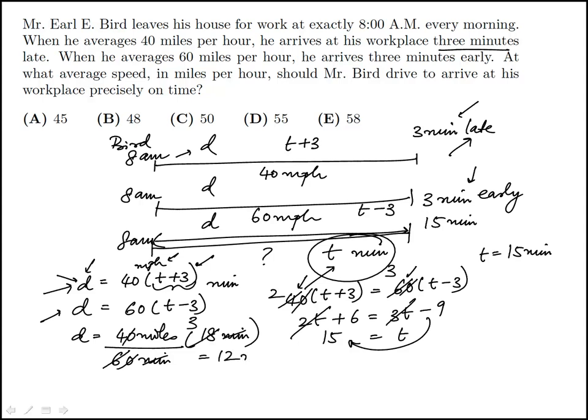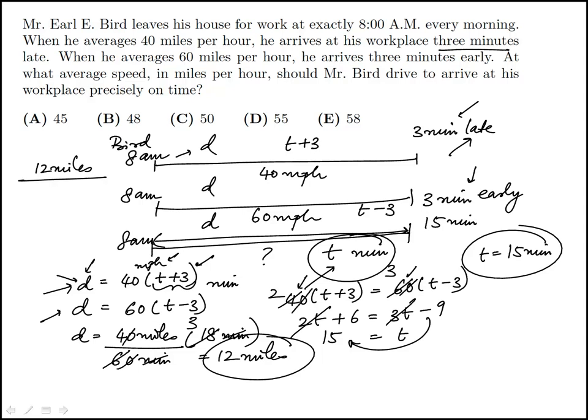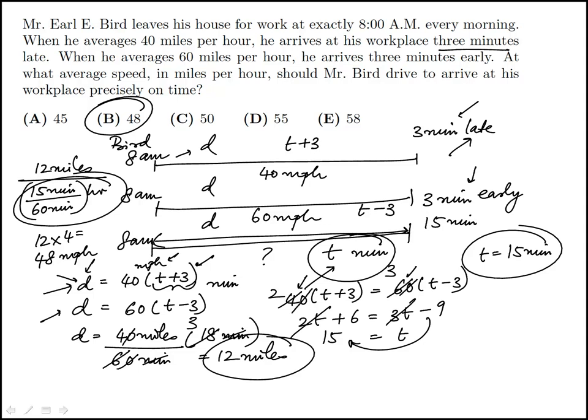So the distance is 12 miles, and his speed, he needs to cover 12 miles in 15 minutes. So that would be 12 miles over 15 minutes, which as a fraction of an hour, so this would convert it into an hour. Basically, it's a fourth of an hour. So 12 miles over a fourth of an hour, that would be 12 times 4, which is equal to 48 miles per hour. So he needs to drive at a rate of 48 miles per hour to reach work exactly on time. So the correct answer is B.